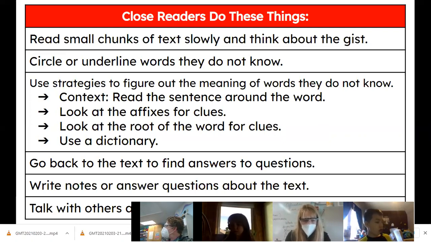Mr. Sawyer, we're not having pencils out right now. Thank you. You are not allowed to use a dictionary today, I'm afraid. So sorry about that. That is not one of your options.